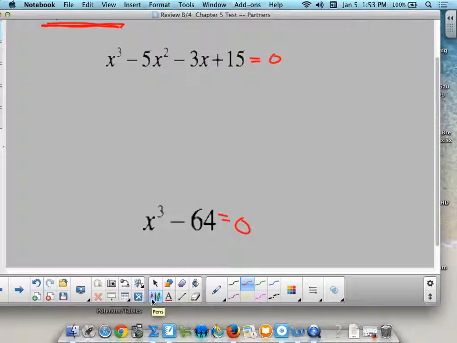4 terms. What are you thinking? How you gonna factor 4 terms? Should be thinking grouping.